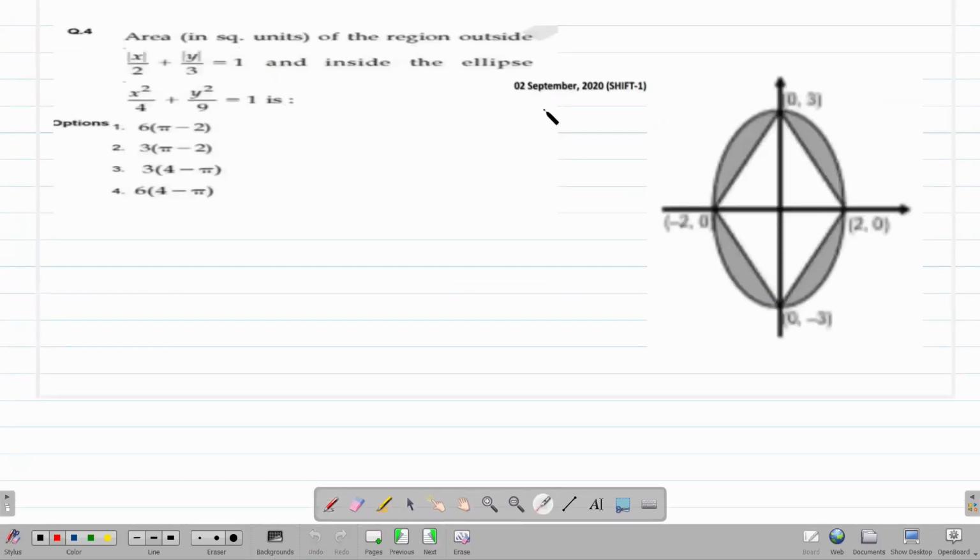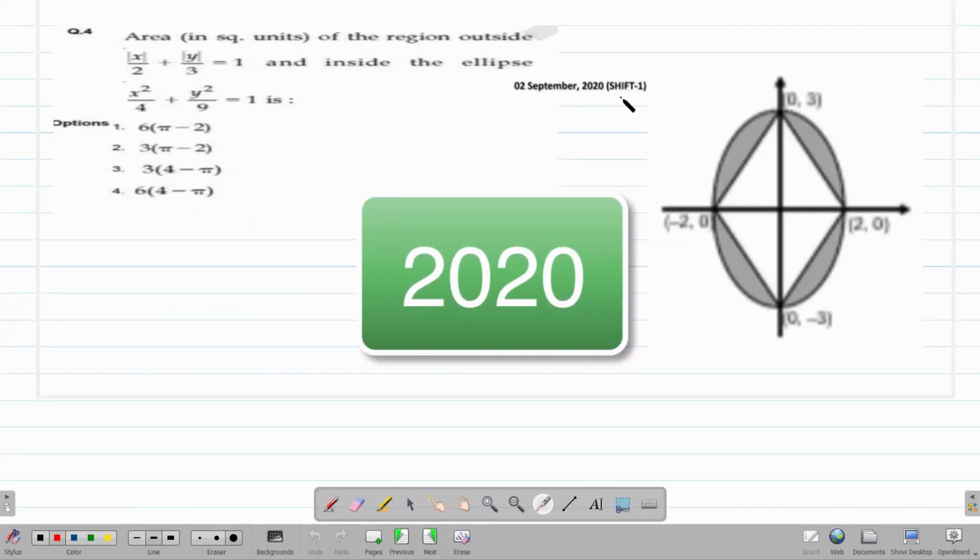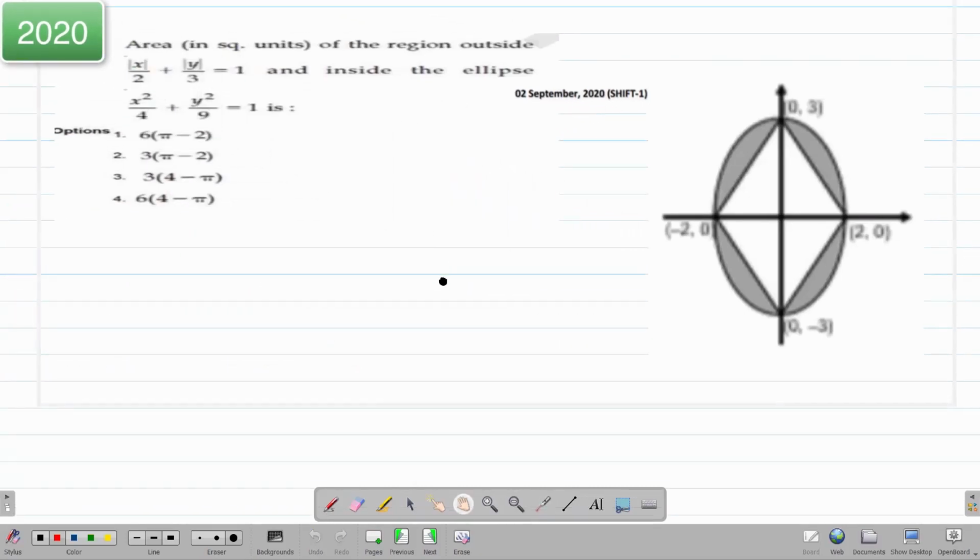Now this question came on 2nd September 2020, shift 1, and we use our shortcut here.